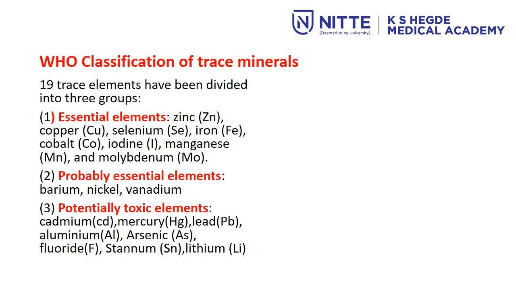According to the WHO classification of trace minerals, they are divided into essential elements, probably essential elements, and potentially toxic elements. So there are around 19 trace elements, of which the essential elements are zinc, copper, selenium, iron, cobalt, iodine, manganese, and molybdenum. The probably essential elements are barium, nickel, and vanadium. And the potentially toxic elements are cadmium, mercury, lead, aluminium, arsenic, fluoride, stannum, and lithium.